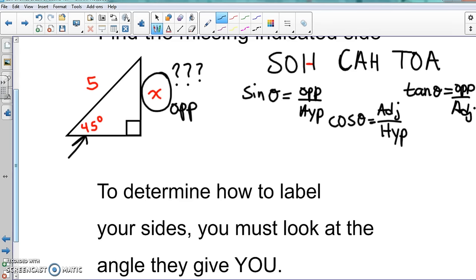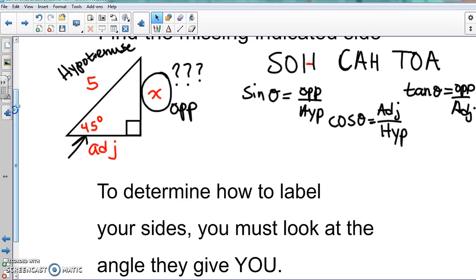On the bottom, the word adjacent means next to. So this is the adjacent side, next to the angle. Again, anything across from the angle is the opposite side, the thing right next to the angle is the adjacent side, and the longest side is the hypotenuse.